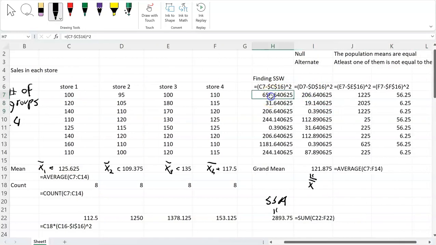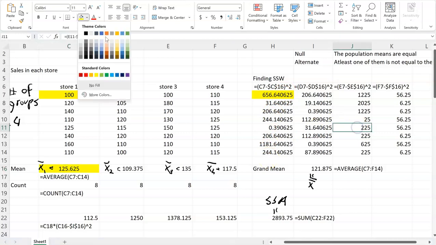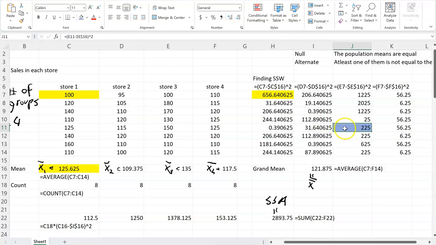So now we have found all these numbers. Again, a recap: we took each of these numbers. To find, let's say, this number, what we did is we took this number that we have here, subtracted this number, and then squared it. And we did that for every one of them. To find, let's say, this number in blue, which is for store 3, I went to this number, subtracted 135 from that number, and then squared it.